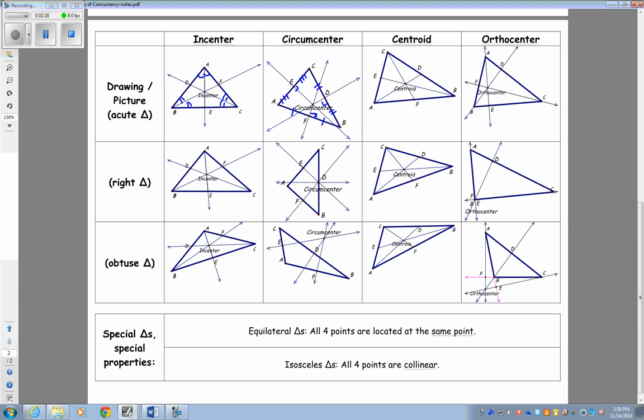Who forms the centroid? What special segment forms the centroid? The median. To show that it's a median, it has to go through the midpoint to the opposite vertex. So all I need to see is tick marks to show that it's going through the midpoint.